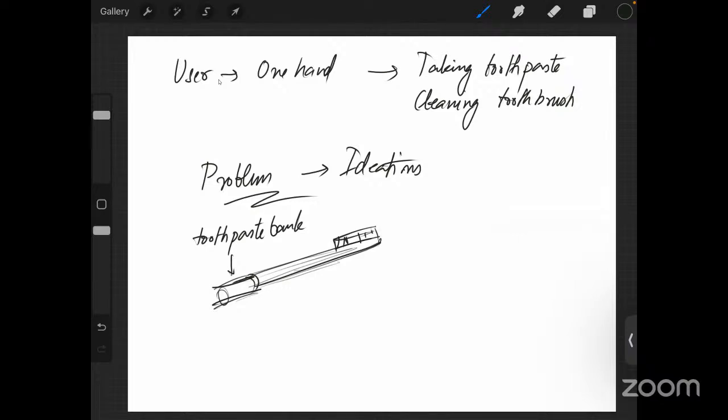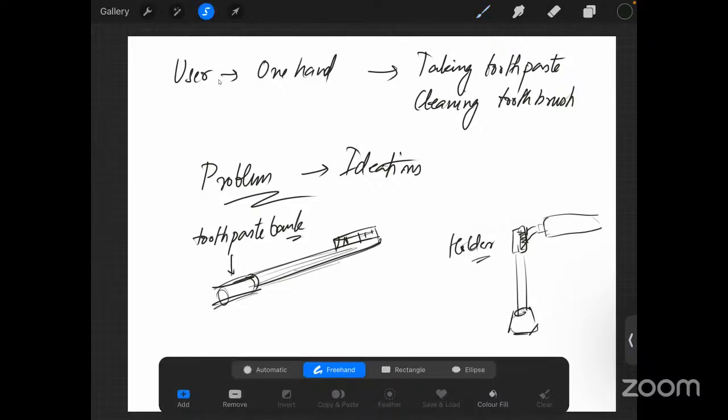Second idea could be you have a holder where you can keep the toothbrush, and then you can apply the toothpaste over there. Correct? That's the other idea. So I'm doodling down all the ideas that I can think of.